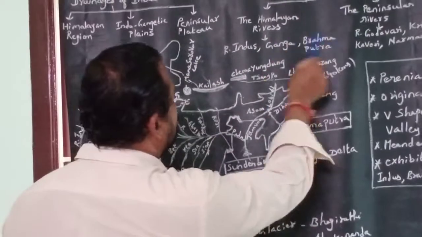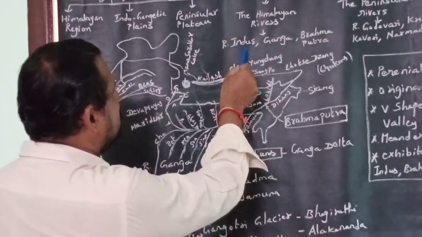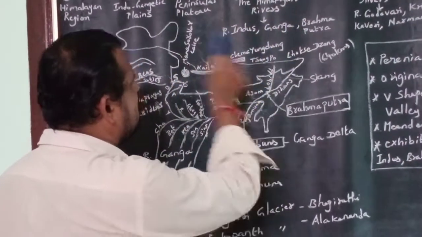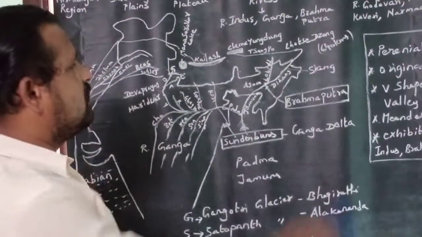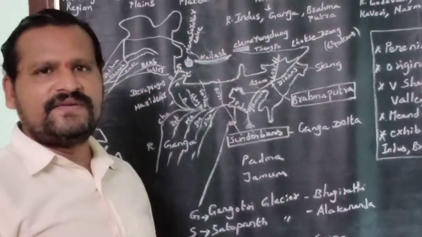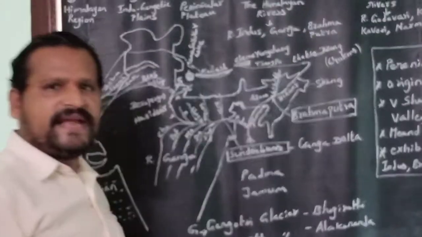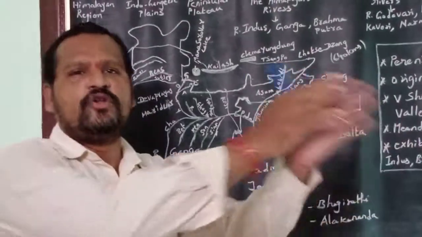Why are these rivers called Himalayan rivers? Because these rivers take birth in the Himalayan region. So these rivers are called Himalayan rivers. How do these rivers originate? Where do these rivers originate? River Indus, Ganga, Brahmaputra originate at the glaciers of the Himalayan mountain and flow for a few kilometers.